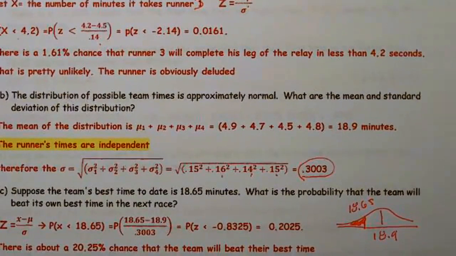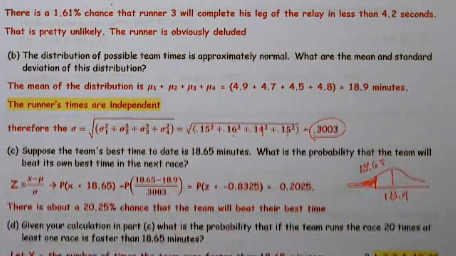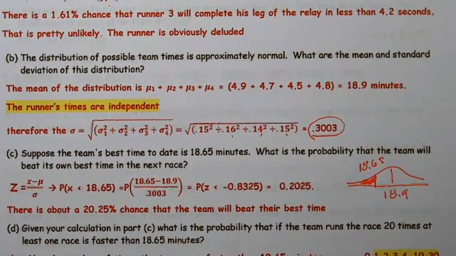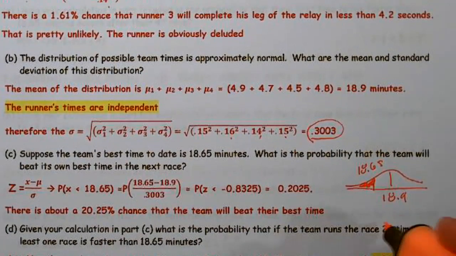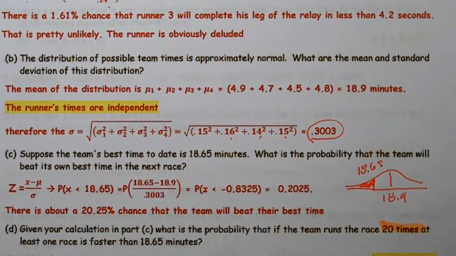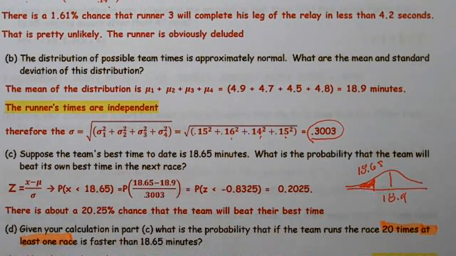All right. So then it says, given your calculation in part C, what's the probability that the team runs the race 20 times? At least one race is faster than 18.65 minutes. So now we're running it 20 times. So we have a fixed number of times. Then we have this other phrase, at least one. All right? That means 1 time faster, if 1 time faster, that satisfies 2, all the way up to 20.